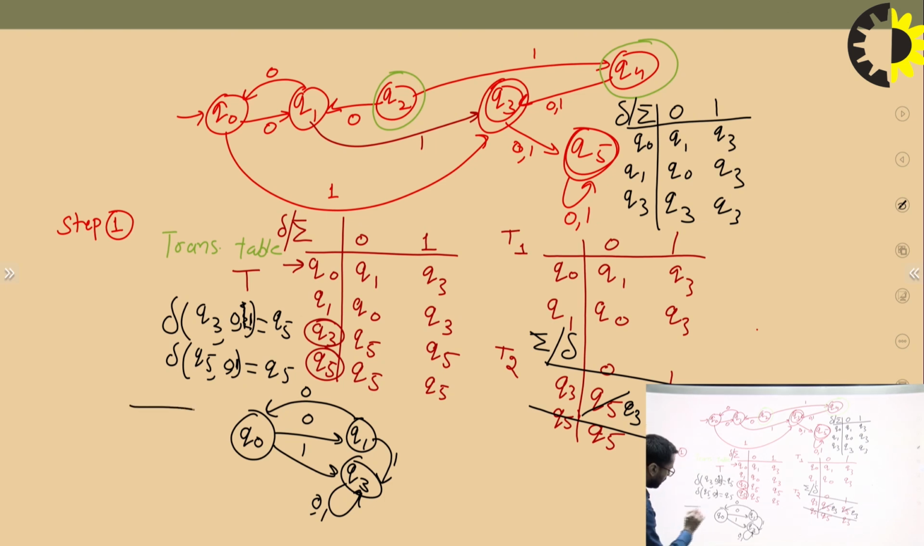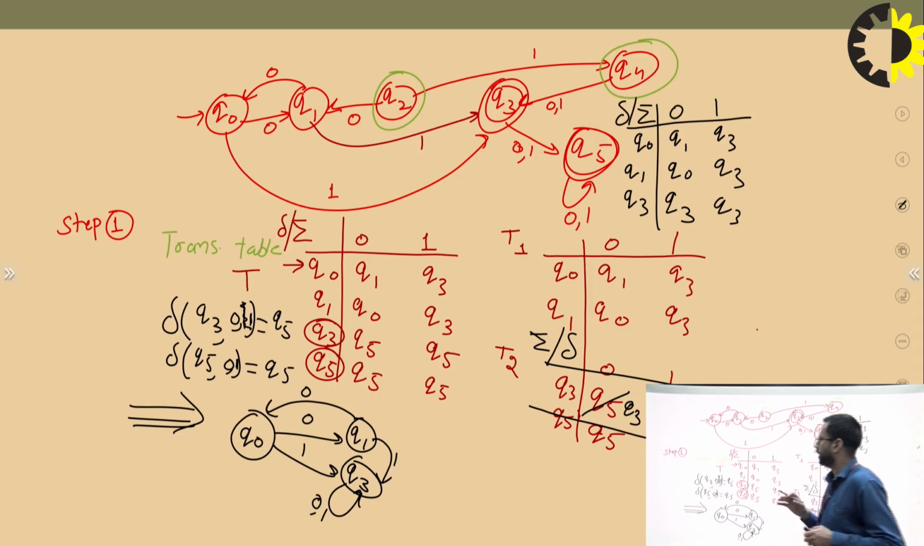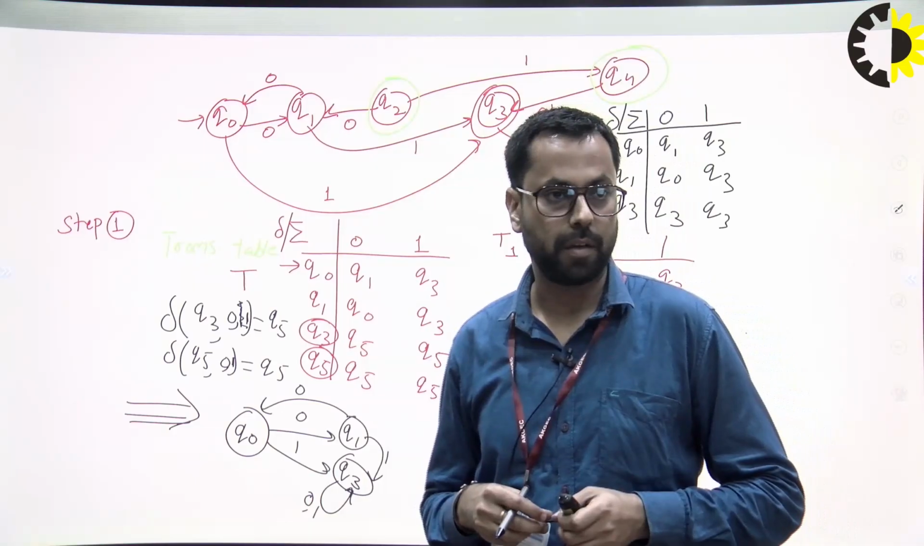This is the resultant minimized finite automata. In the starting we had a 6 state finite automata, but after minimizing it, we only have 3 states. This is the basic principle of the minimized finite automata model, and this is the first algorithm. In the next video lecture, we will discuss the other minimized finite automata algorithm. Thank you.